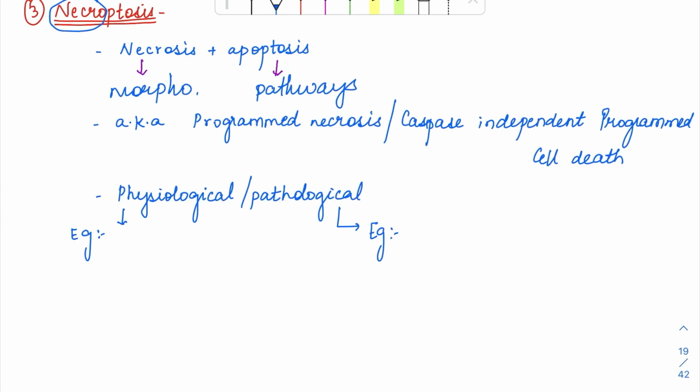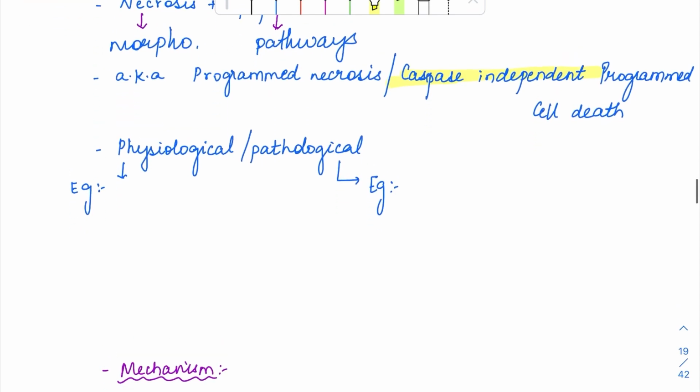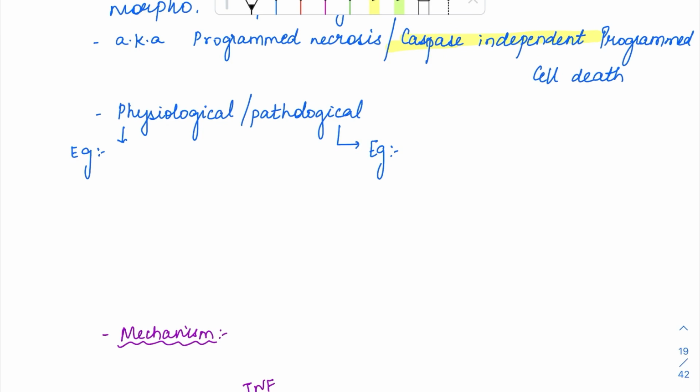Okay. So the other name of this necroptosis is programmed necrosis, or caspase independent programmed cell death. So here there is not going to be any caspase involvement. It is just caspase independent programmed cell death. So this is how it is different from apoptosis also. And this again can be a result of a physiological or a pathological cause.